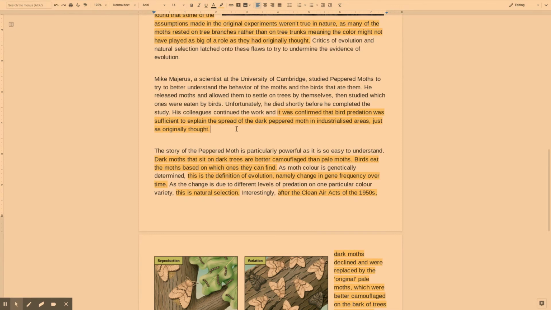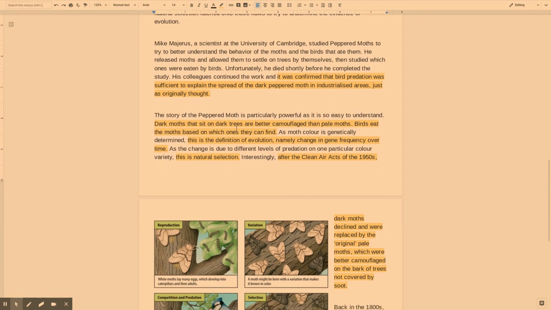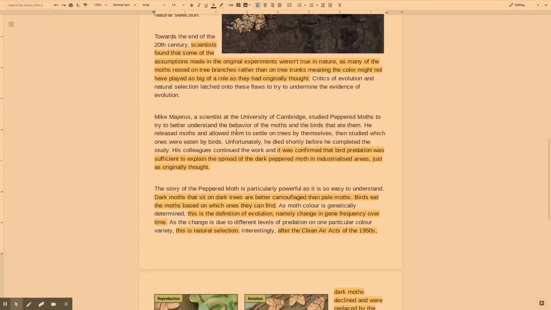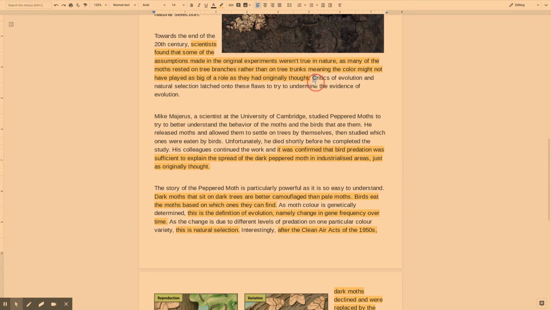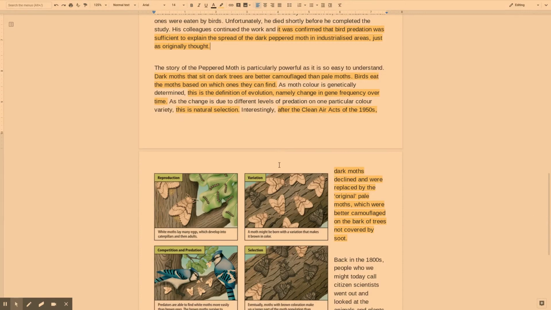Unfortunately, he died shortly before he completed the study, but his colleagues continued the work, and it was confirmed that bird predation was sufficient to explain the spread of the dark peppered moth in the industrialized areas, just as originally thought. So those people who were saying, well, but they don't land on the trunk, you're not wrong, but it was confirmed that the bird predation could explain the spread of that dark moth.